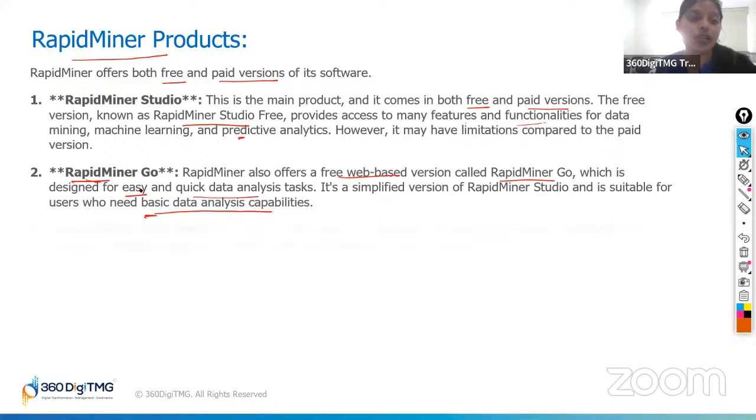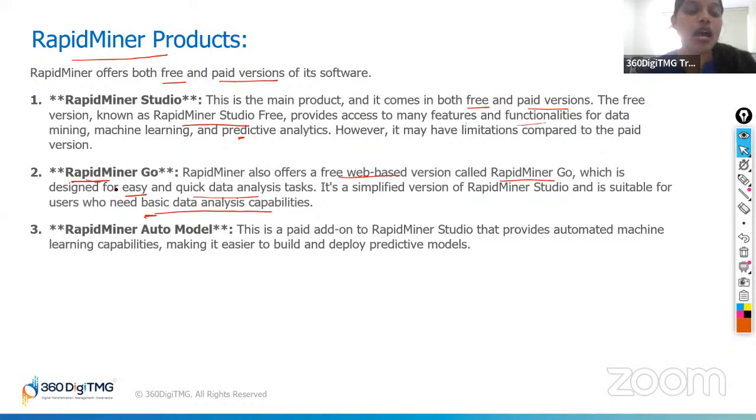And what is the next product? So the next product is RapidMiner Auto Model. This is the paid add-on of RapidMiner Studio. In RapidMiner Studio itself, you have Auto Model present. It provides automated machine learning capabilities. We will see it later on hands-on as well.